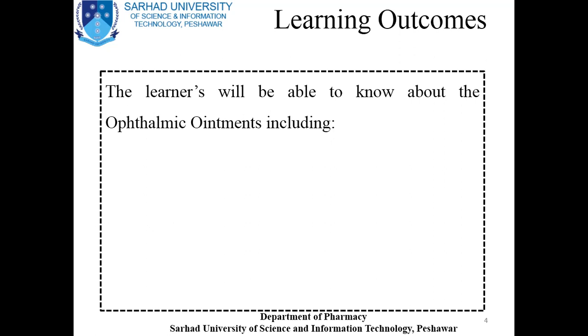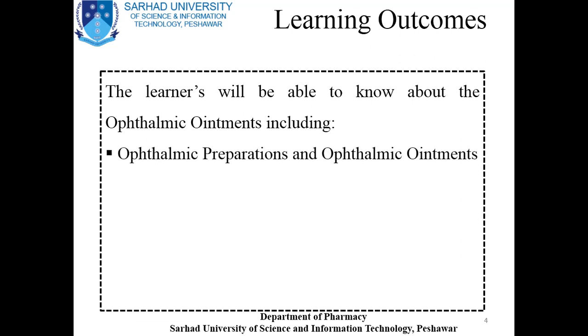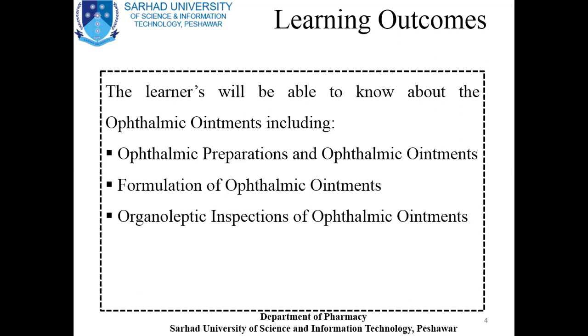Dear students, after the completion of this lecture, you will learn about the ophthalmic ointment, including the following topics that I have told you earlier: what is ophthalmic preparation and ophthalmic ointments, how we will formulate the ophthalmic ointments, what are the formulation ingredients of ophthalmic ointment, and how we will inspect the ophthalmic ointment, mostly by using the organoleptic inspection or evaluation.